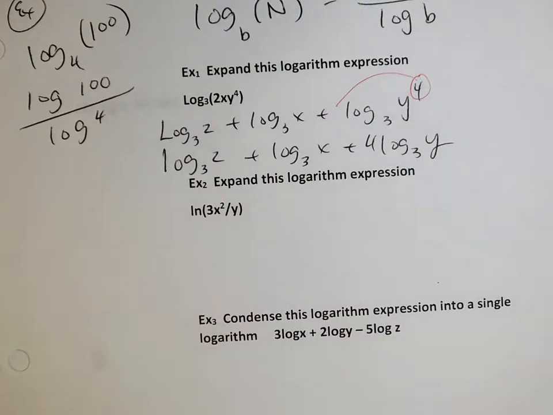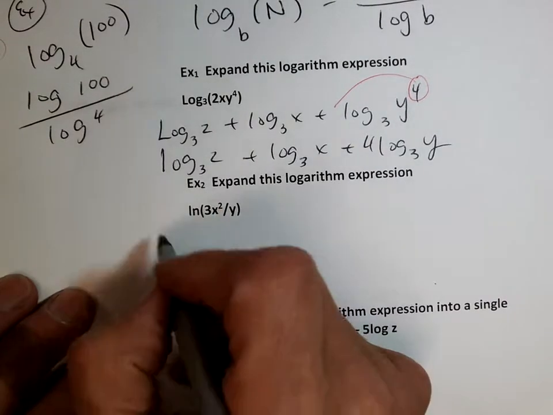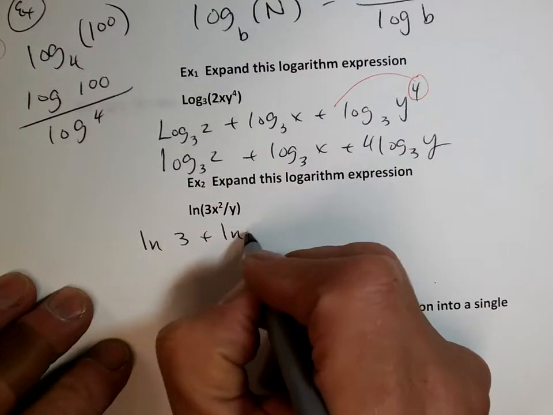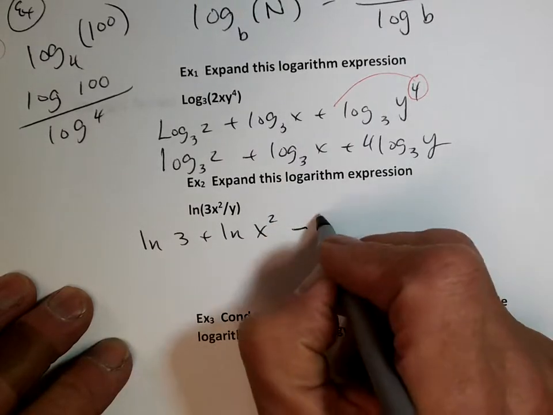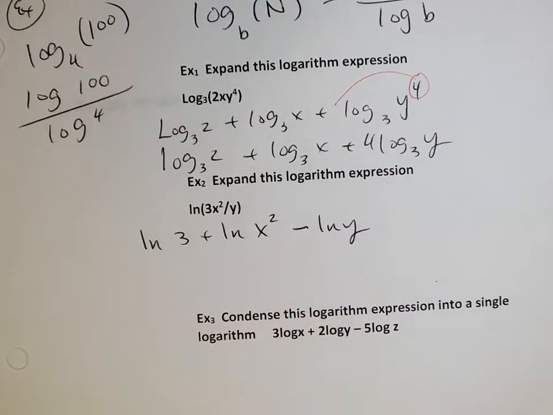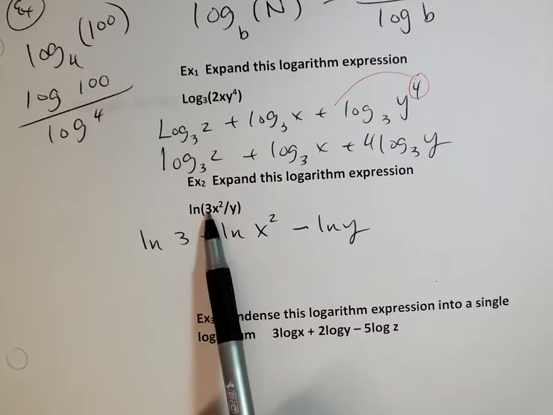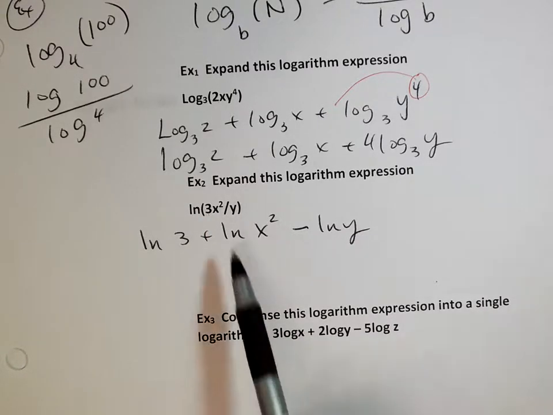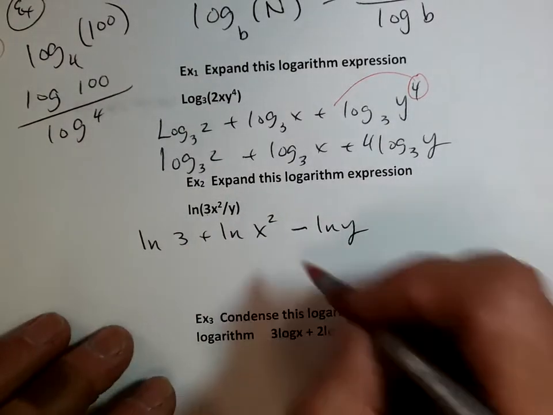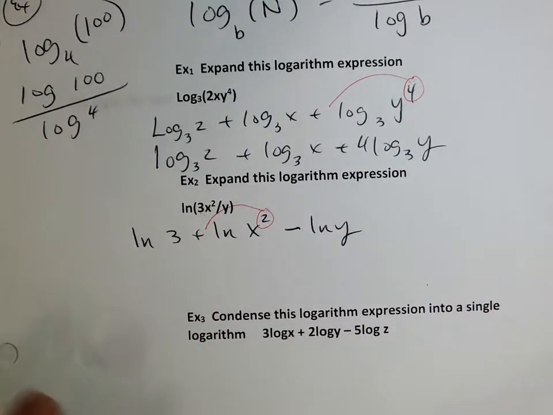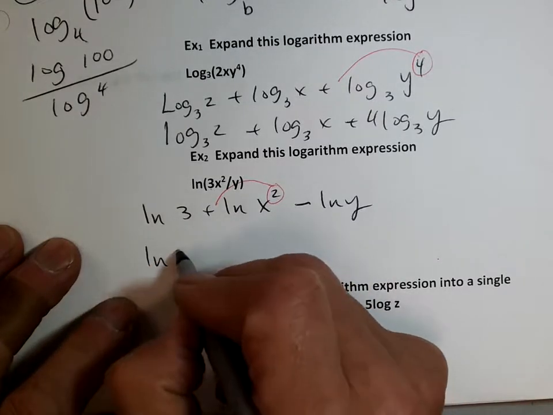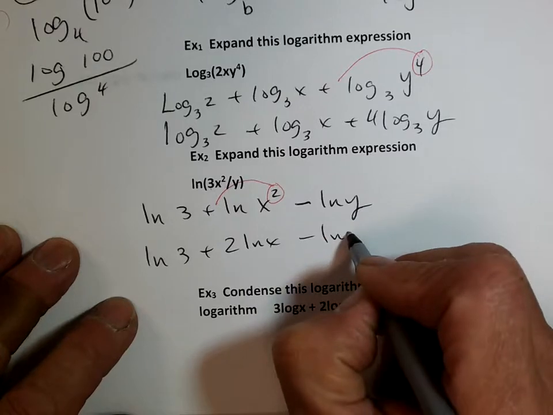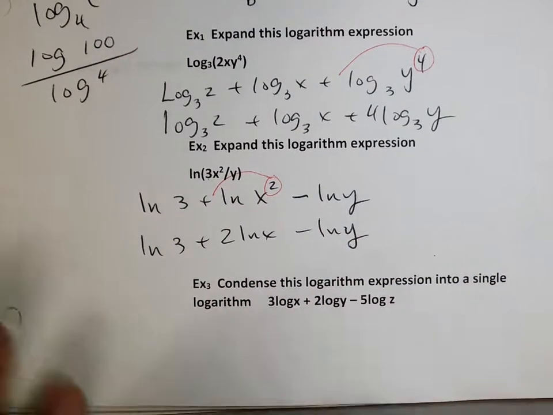So you guys see the times. There's a times in there. It's invisible times. But ln is its own base, right? So ln of 3 plus ln x squared subtract ln y. Because you see the times, it's invisible, but there's a times, 3x, right? And I see the divide. So now I'm just going to bring down the 2, and I'll have it done. I'll go ln 3 plus 2 ln x minus ln y. And that's it.